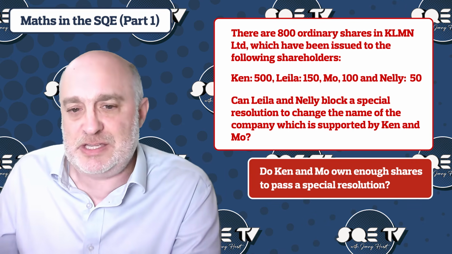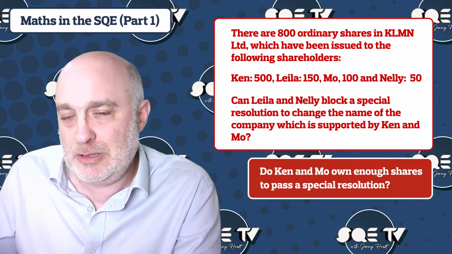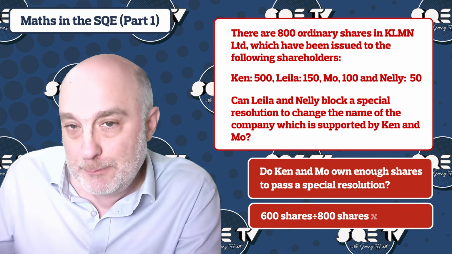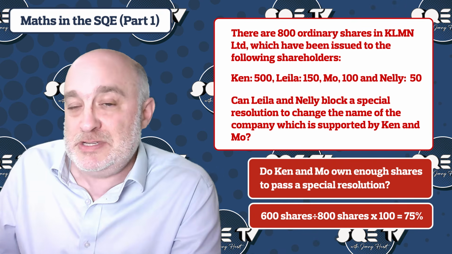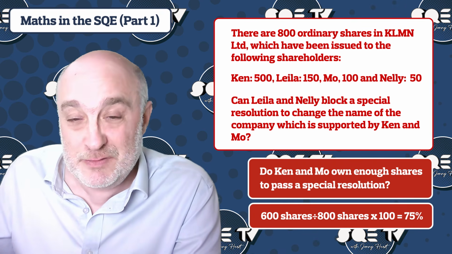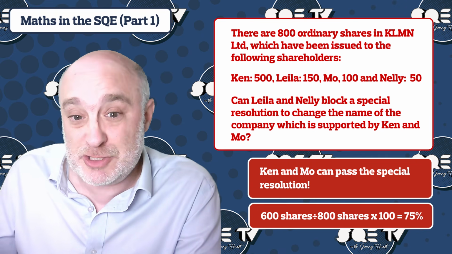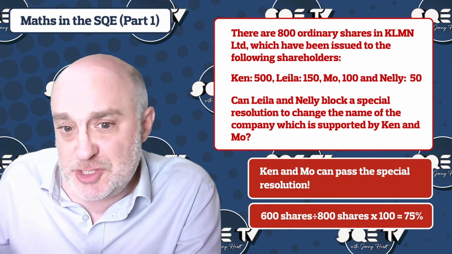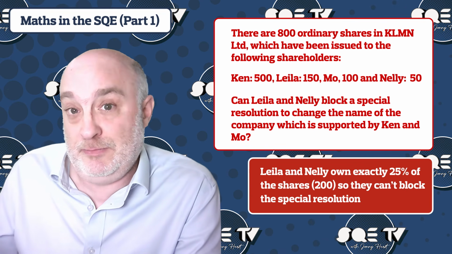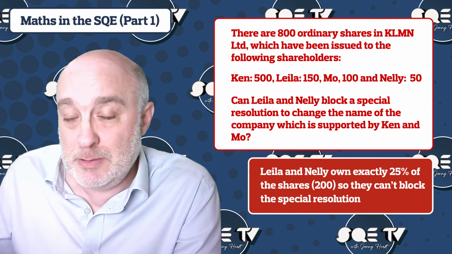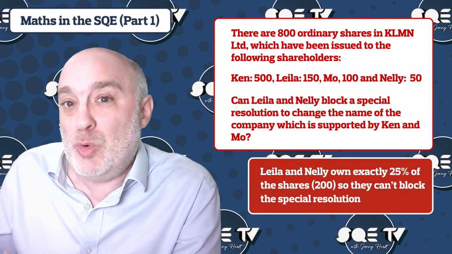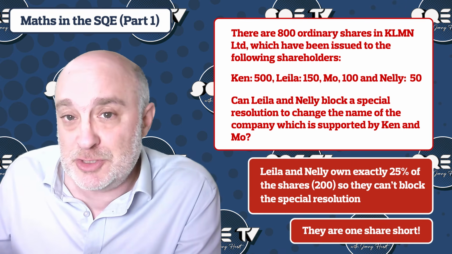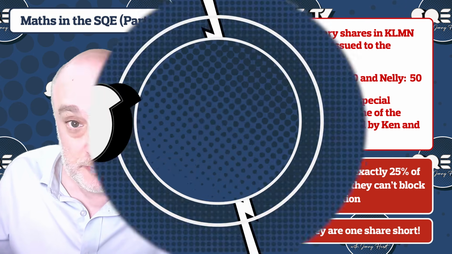500 Ken shares, 100 for Mo, that's 600 in total, out of a total of 800. So 600 divided by 800, multiply that by 100 equals 75. That means they've got exactly 75% of the shares, so they can pass a special resolution without relying on Layla and Nelly's shares. What often confuses students is that they work out that Layla and Nelly have got 25% exactly between them, but the rule is that they need an additional one single share above their 25% shareholding to block a special resolution, which on the facts they do not.